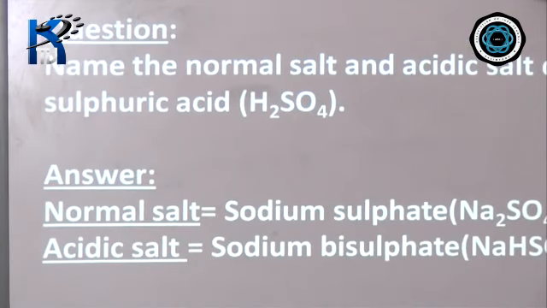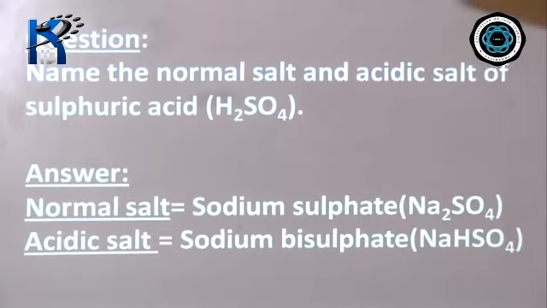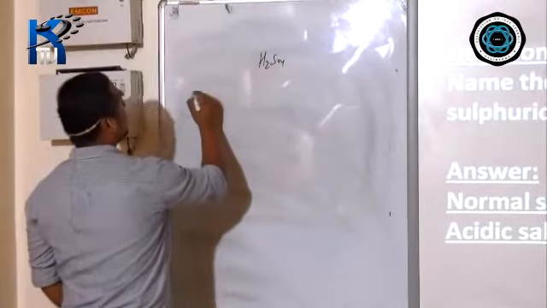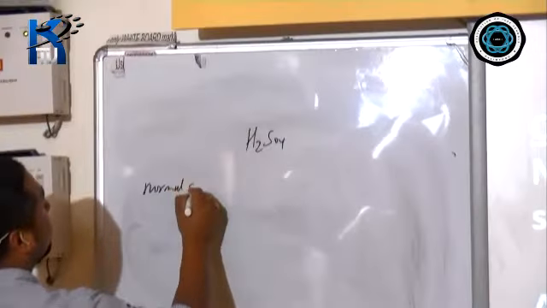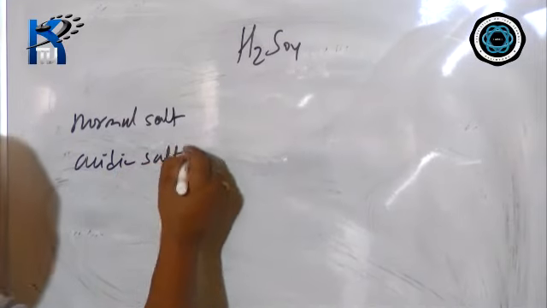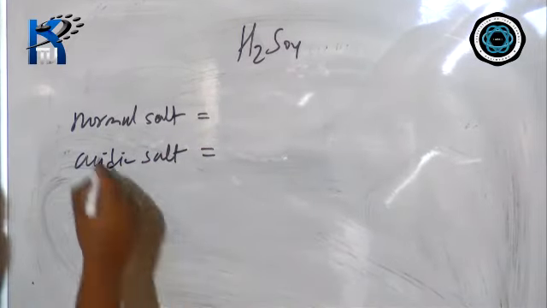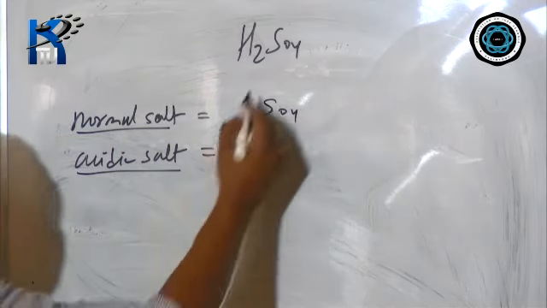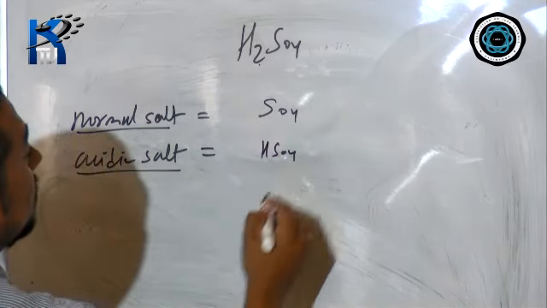Now, name the normal salt and acidic salt of sulfuric acid is the question. Okay, now look here, students. This is your sulfuric acid. Now the question is asking you to give an example of normal salt and acidic salt of sulfuric acid. So to make normal salt, you have to replace both the hydrogens. To make acidic salt, you replace the hydrogen partially, that is only one here.